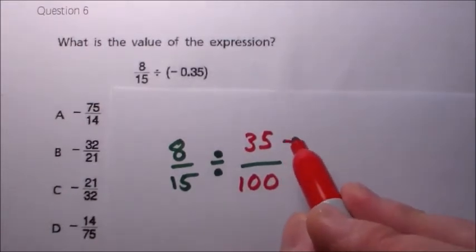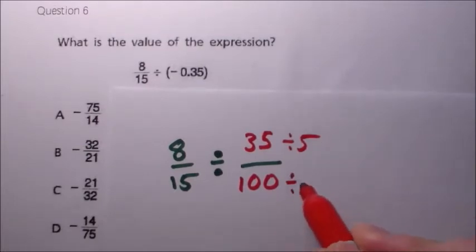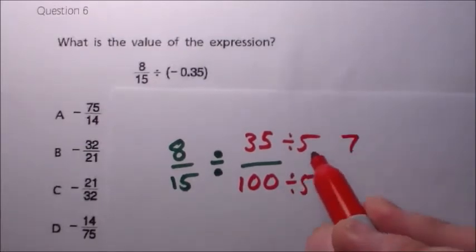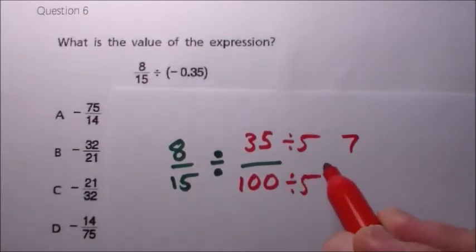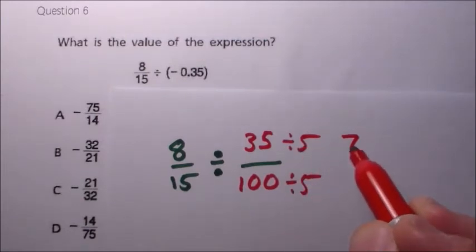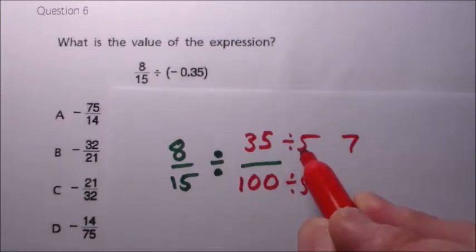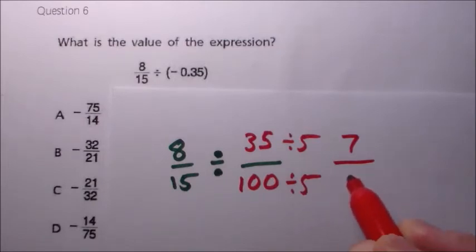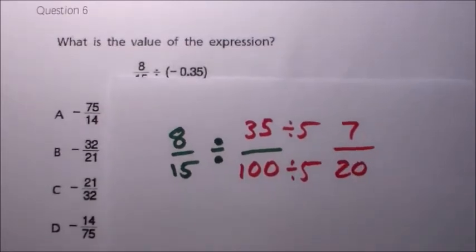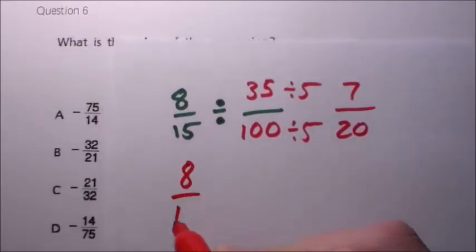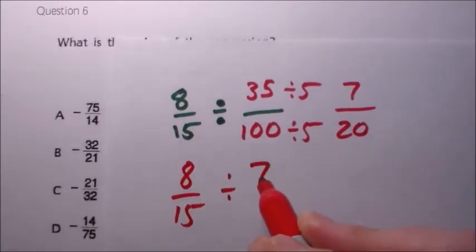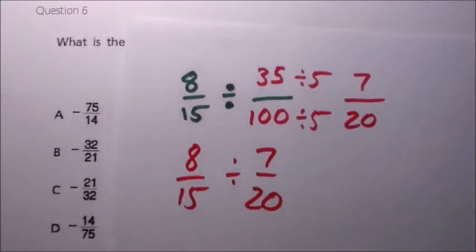And if we want to simplify, we know we can just divide by 5. You get 35 divided by 5 is 7, and 100 divided by 5 is 20. So you have 8 over 15 divided by 7 over 20. And we're good to go.